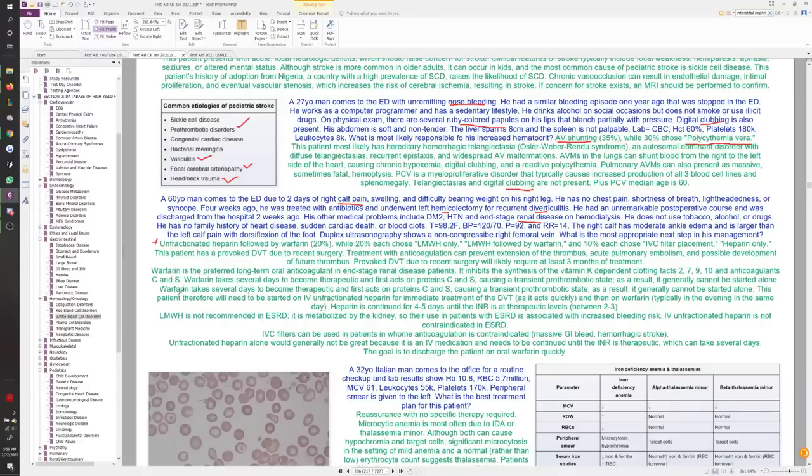And then right here, this patient therefore will need to be started on IV unfractionated heparin for immediate treatment of the DVT as it acts quickly. And then on warfarin as a heparin bridge kind of thing, typically in the evening in the same day. Heparin is continued for 4 to 5 days until the INR is at therapeutic levels between 2 to 3. LMWH, the other answer choice that people were picking, is not recommended in end-stage renal disease.